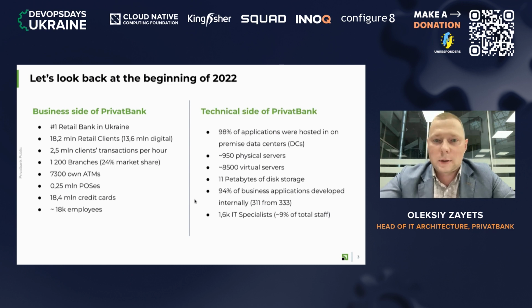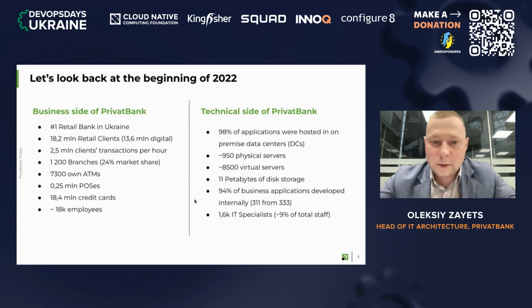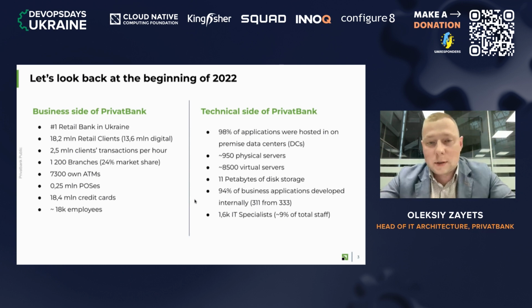But let's look at the technical side at the beginning of 2022. Almost all our applications were hosted in our on-premise data centers. We had about 1,000 physical servers, which hosted 8.5 thousand virtual servers, with 11 petabytes of disk storage for our data. And 94% of our business applications were developed internally. That's why we had an army of IT developers, super specialists, in the bank.